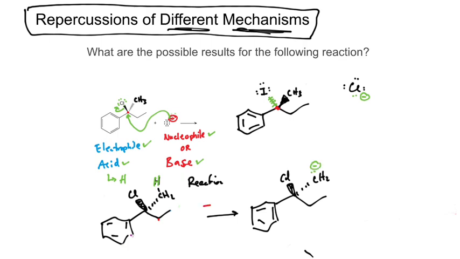Our I minus would come in, pick up that hydrogen, and dump the electrons there, right? And I would form H bond to the I. Now that I've predicted my products, what can I go through and do? Compare. What do I want to compare?